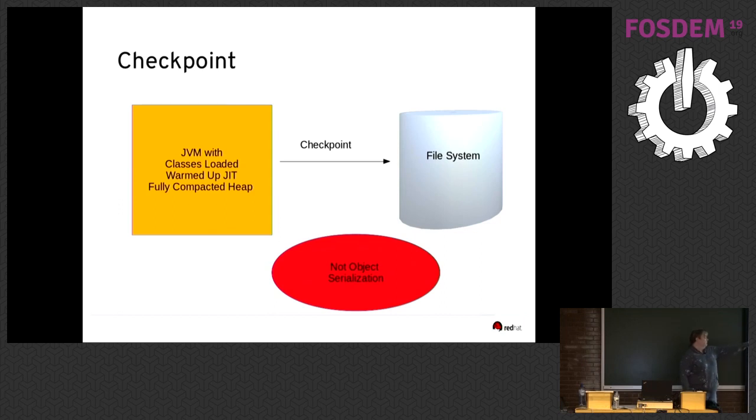What you do then is you run a checkpoint, and that writes out the state of your JVM to the file system. Now, I want to be clear here. This is not object serialization. This is more of a bitblit, right? It's a bulk copy of the memory out to disk, so it can be quickly copied and quickly restored.